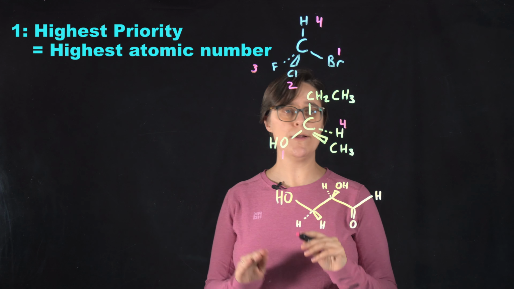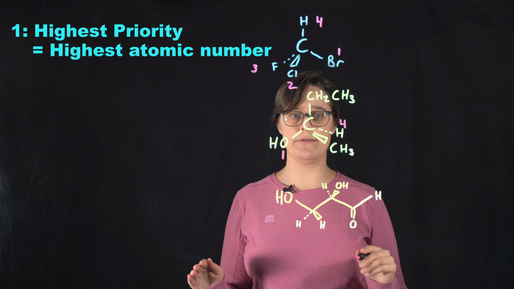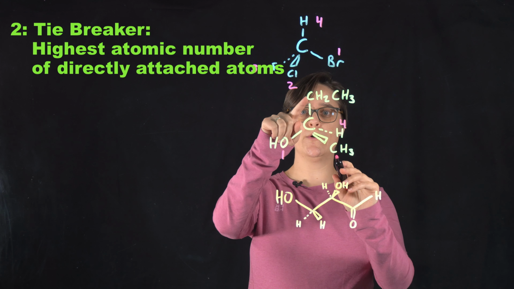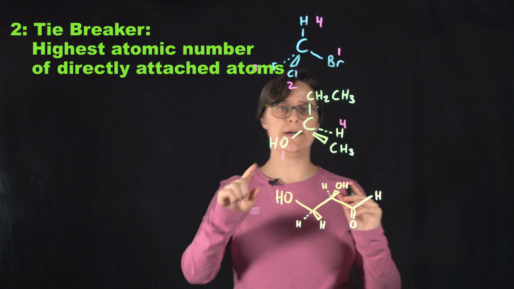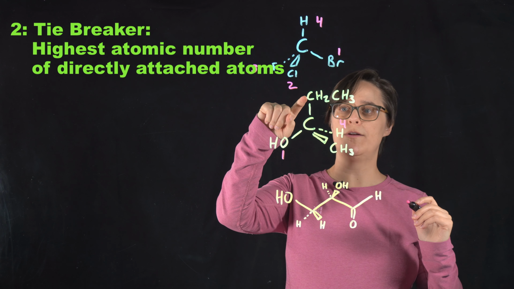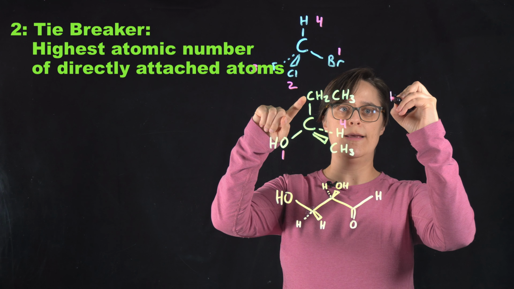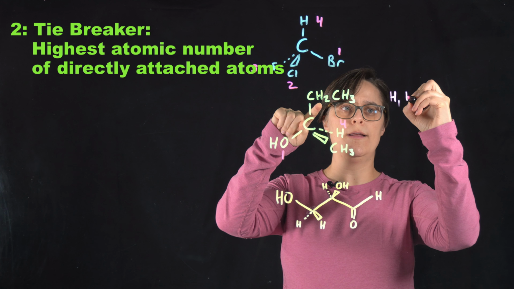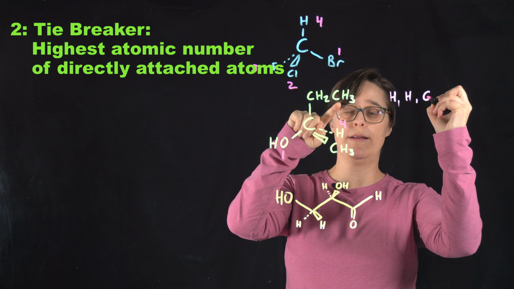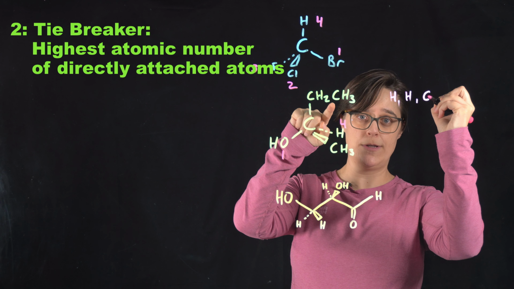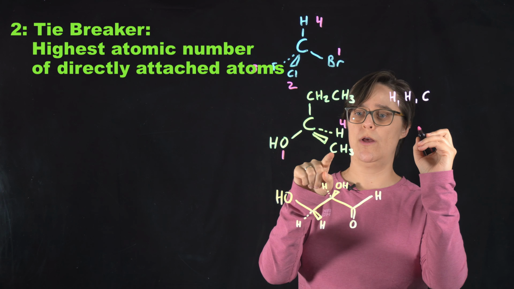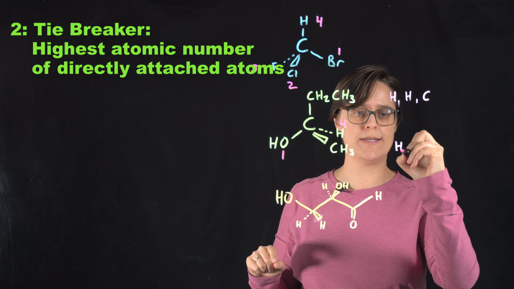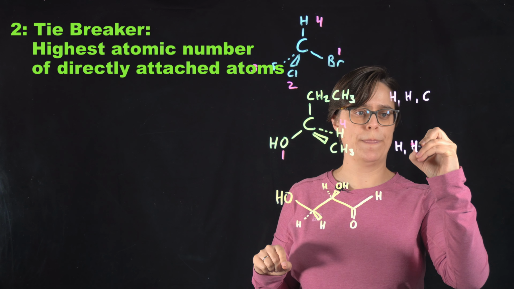Once again, I am not doing any sort of complicated math. I need to just look at what other atoms are bonded to these 2 carbons for a tiebreaker. What's bonded directly to this carbon is a hydrogen, another hydrogen, and a carbon. These 3 hydrogens are bonded to this carbon, not this one. So these are the 3 atoms bonded to this carbon, whereas this carbon just has 3 hydrogens.